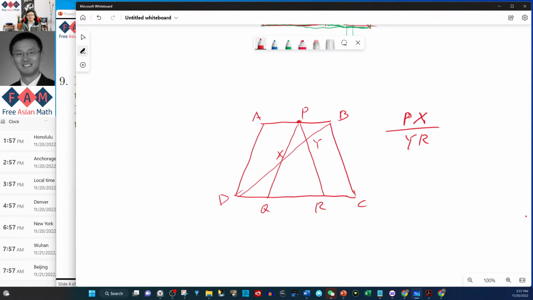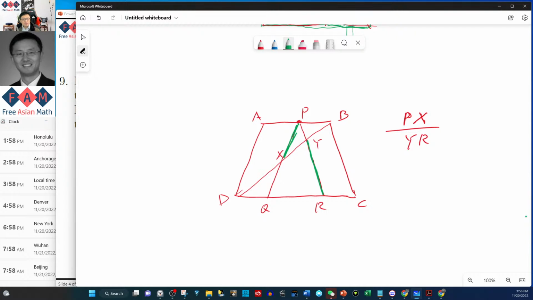Upon the first look, this looks scary, right? PX and YR, they are not connected at all. How can we figure out a relationship between PX and YR? Let's highlight those two line segments here. Those two, and they are not even connected. And they're in an awkward position. Looks like it's not easy to connect them.